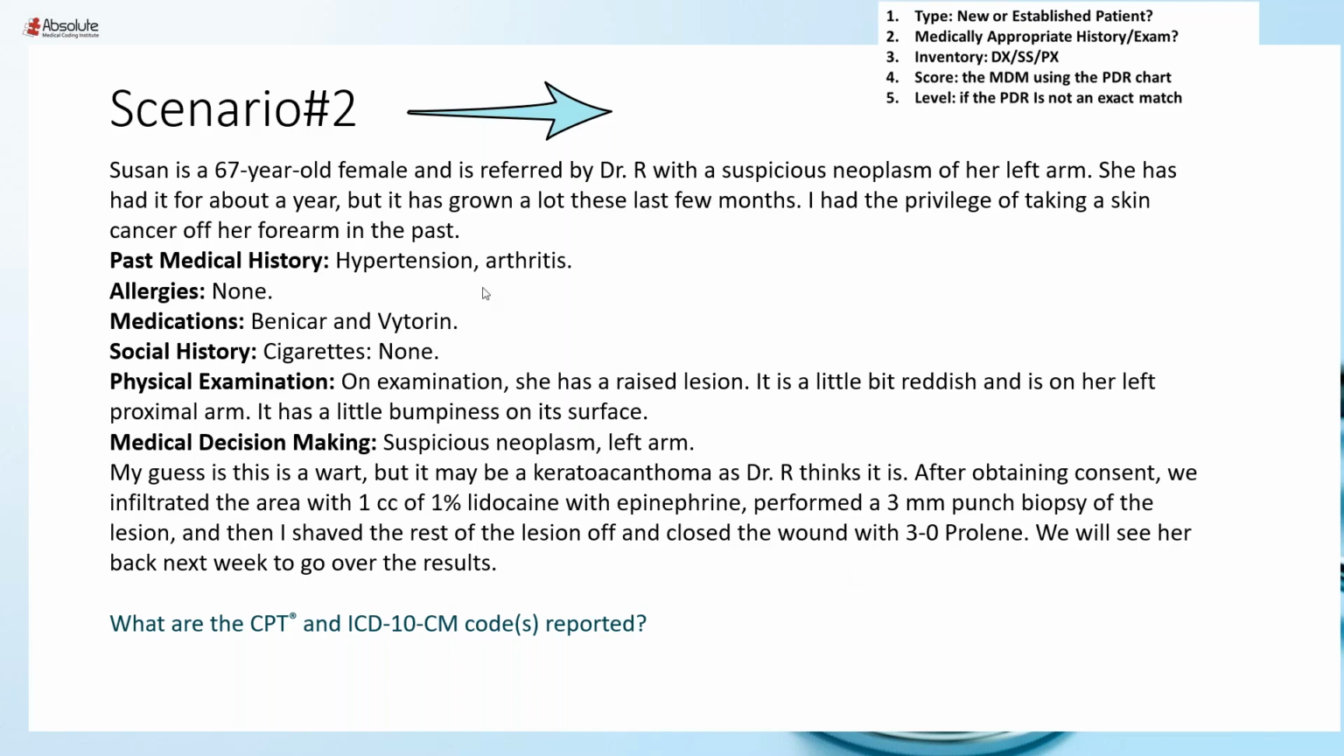Past medical history: hypertension, arthritis, no allergies. Medications: Benicar and Vytorin. Social history: cigarettes, none. Physical exam: on examination, she has a raised lesion. It is a little bit reddish and is on her left proximal arm. It has a little bumpiness on its surface. Medical decision making: suspicious neoplasm left arm. My guess, it is a wart, but it may be a keratoacanthoma.